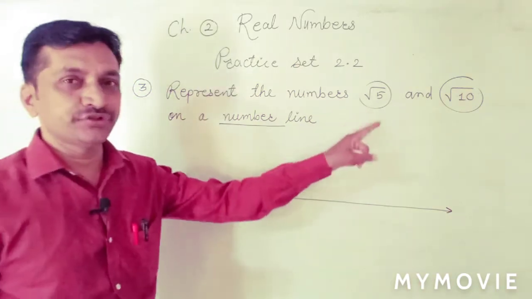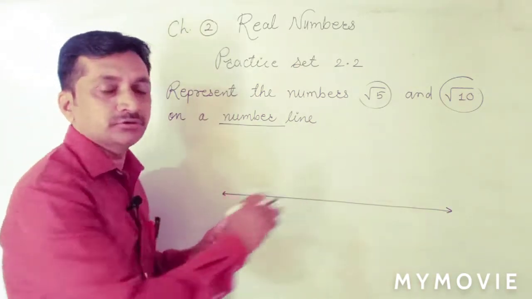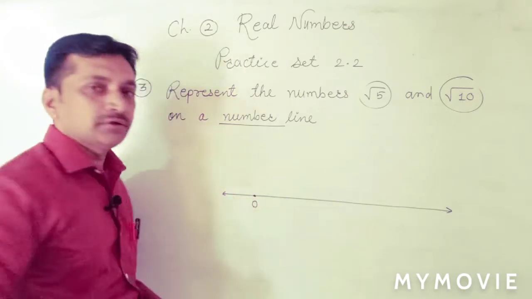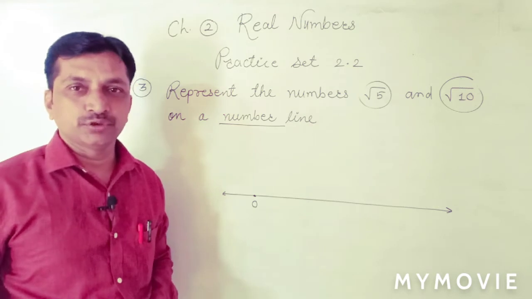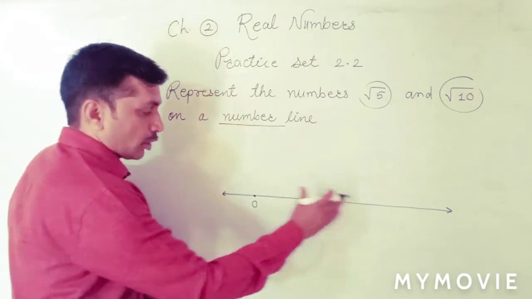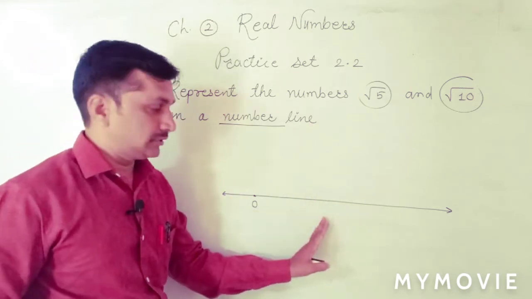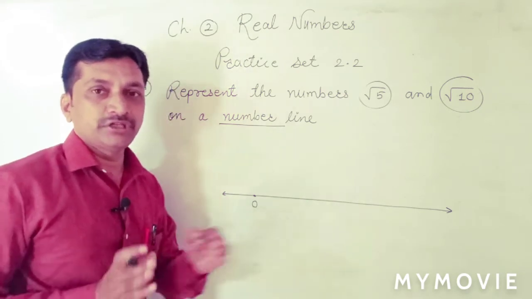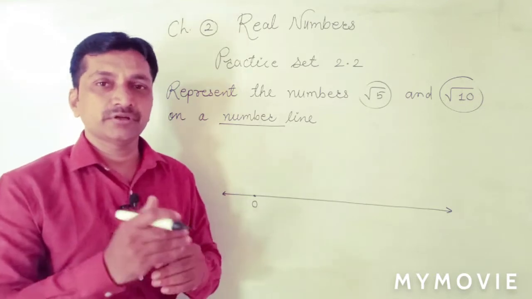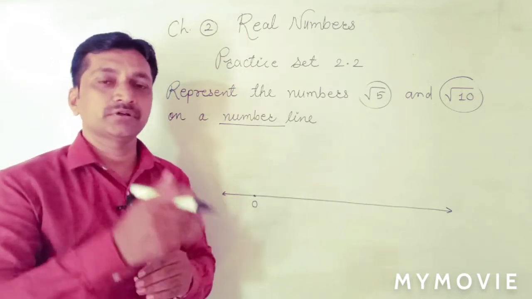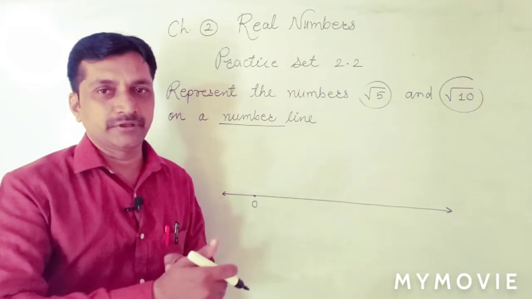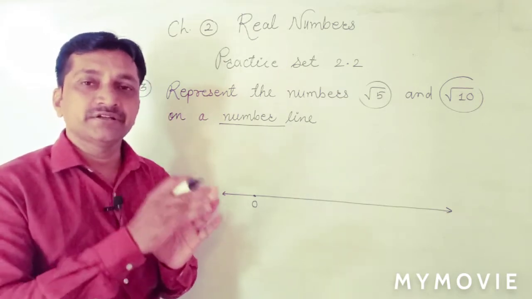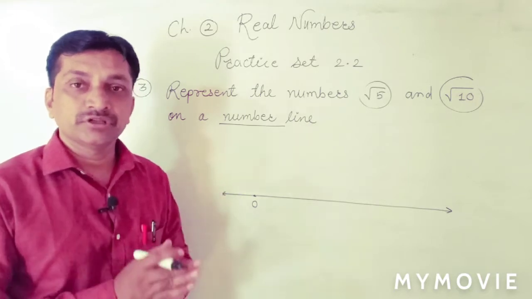Both numbers are positive, that's why they will be on the right side of 0. That's why I start from here. Here I plot one point, that is 0, the origin. Now on the right side draw some units. 1 unit: you can take 1 centimeter, 2 centimeters, or 3 centimeters, as per your choice. But we don't say centimeter, we say unit, 1 unit.